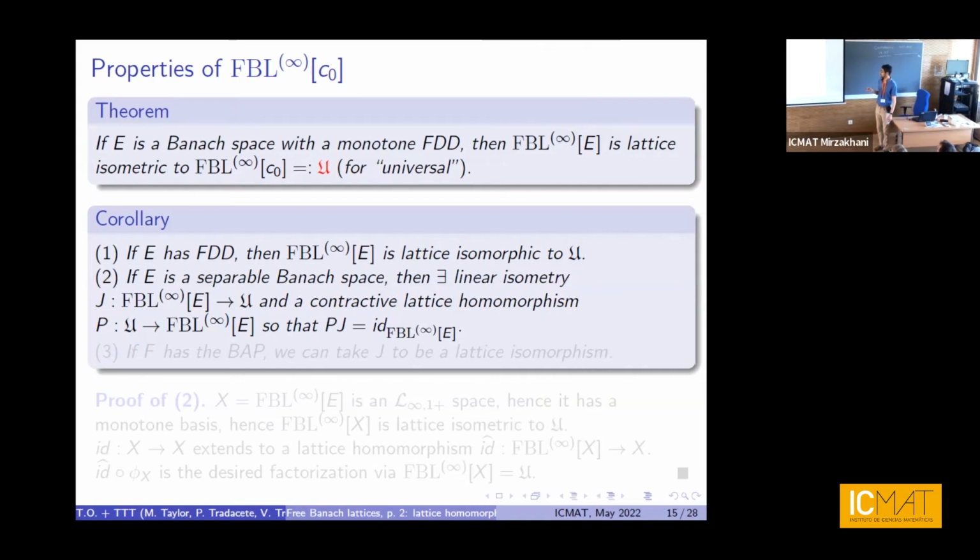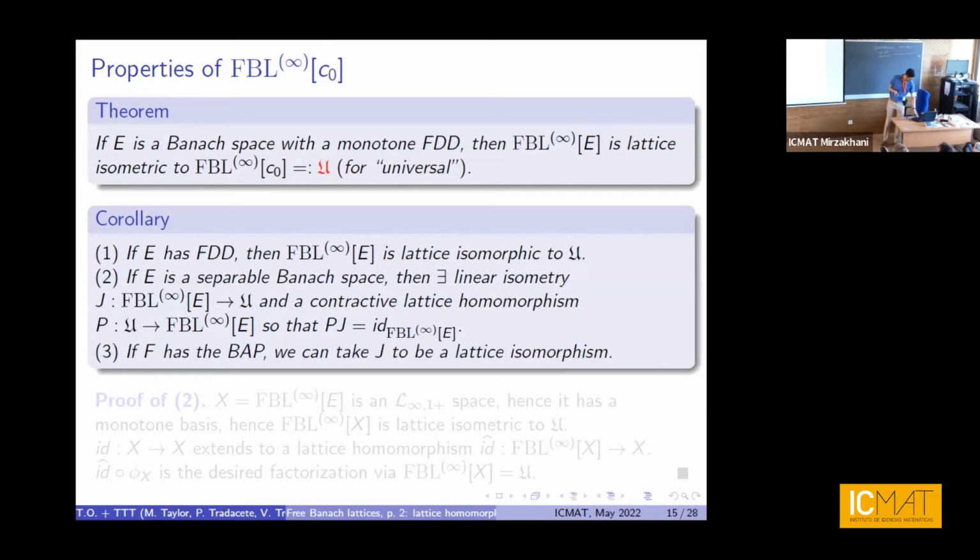In general, if we have a separable Banach space E, then the identity on the infinity free Banach lattice of E factors through this object U. So in this factorization, J is just a linear isometry, and then we have a contractive lattice homomorphism from U back into FBL infinity of E. So this is not a lattice factorization because for J, we don't know what the lattice properties are.